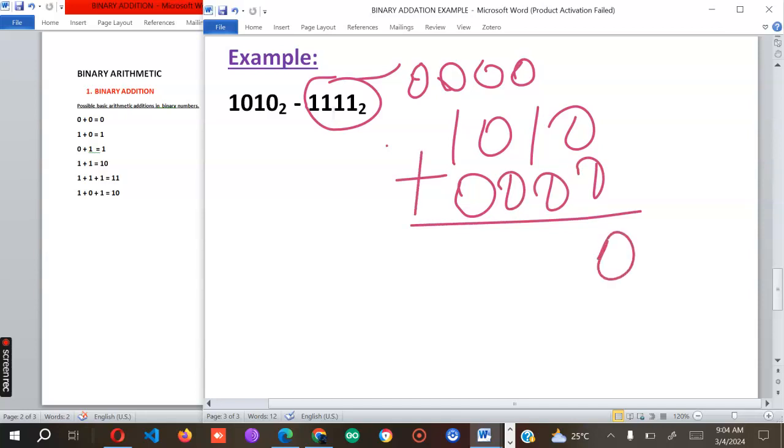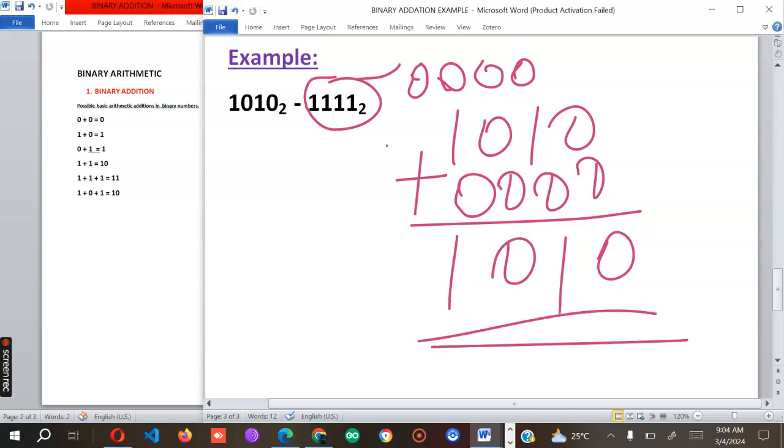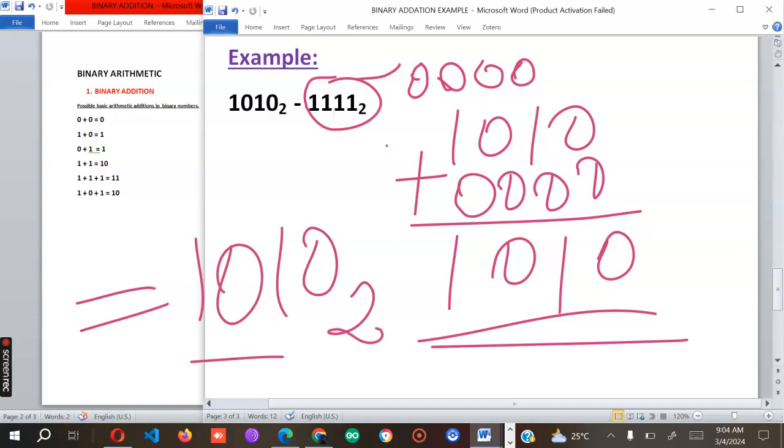Then you have 0 plus 0 is 0. 1 plus 0 is 1. 0 plus 0 is 0. 1 plus 0 is 1. It is that simple. So the final answer for our case is 1, 0, 1, 0 base 2. So it is that simple. So that is the end of this particular case.